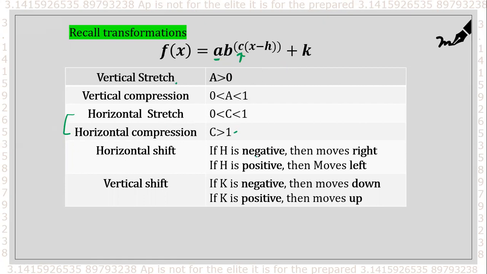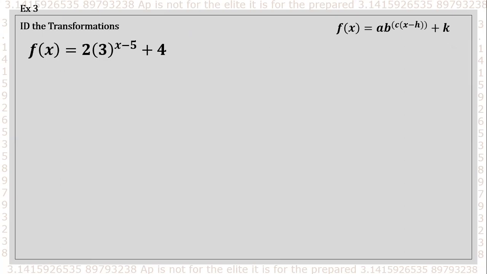Horizontal is still counterintuitive. If I subtract a value, so if something is negative, it moves to the right. If something is positive, it moves to the left. So still a little counterintuitive, but the K does not lie to you. If it's negative, it'll go down. If it's positive, it'll go up. Okay. So these are from our Unit 2 and Unit 1 transformations, and we will continue to see them in Unit 4 when we talk about trigs and stuff. Awesome. Alrighty, so let's go ahead and identify these transformations.